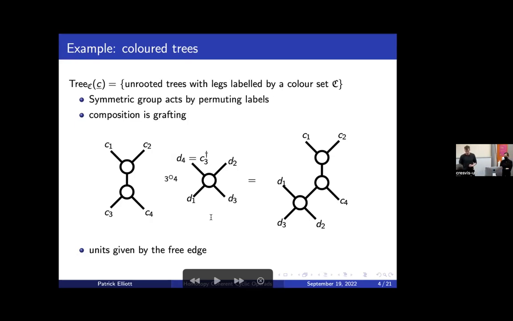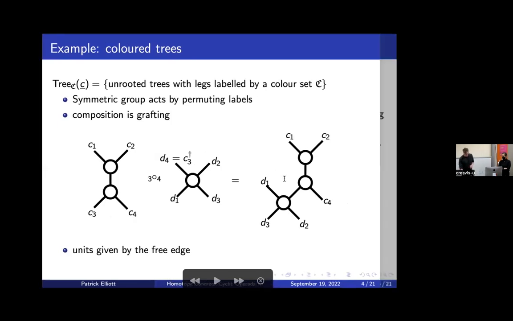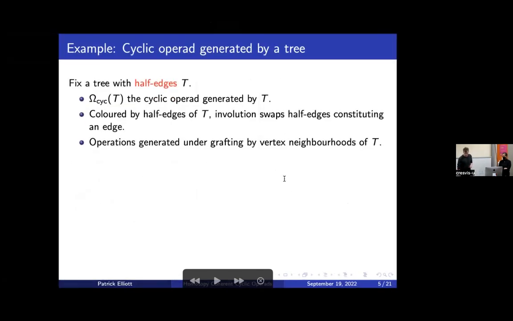Now, this is sort of more than a prototype example. If you want to be formal about it, basically, it's a description of the monad whose algebras are these cyclic operads. So if you remember Kurt's talk yesterday, Kurt Chandan's talk yesterday, he had this monad for his guys. It's a similar situation here. Okay, well, maybe a more important example is the cyclic operad generated by a tree, so an unrooted tree.